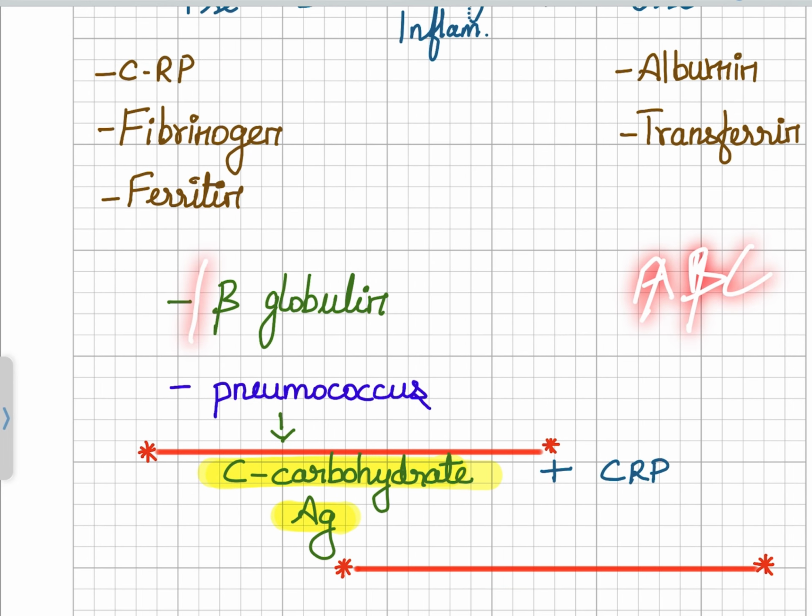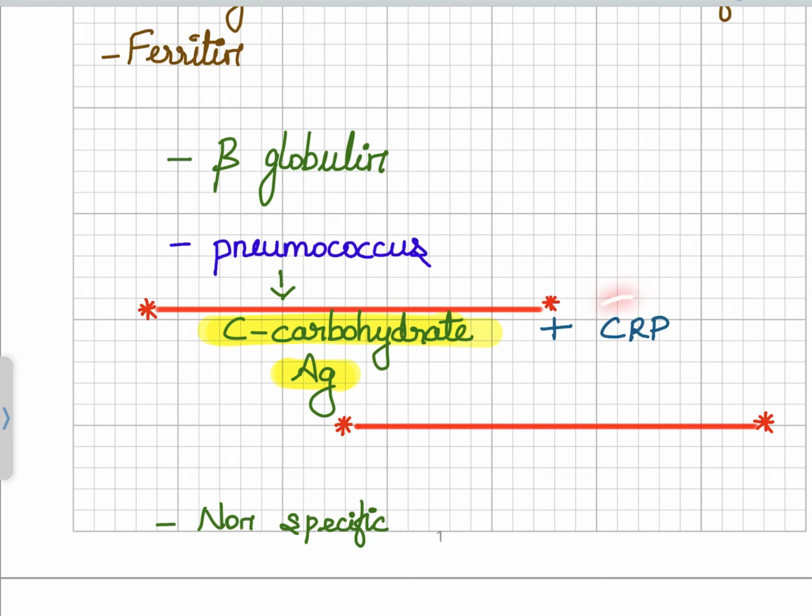And for C, very important point, it gets its name CRP from this carbohydrate antigen. In pneumococcus, there is an antigen called C carbohydrate antigen. CRP, this protein, has the ability to precipitate with this C carbohydrate antigen. But you should not confuse that. Whenever something binds with an antigen, we may think it is an antibody. But CRP is not an antibody.